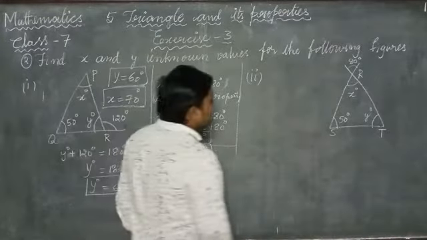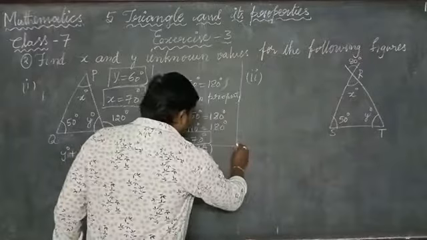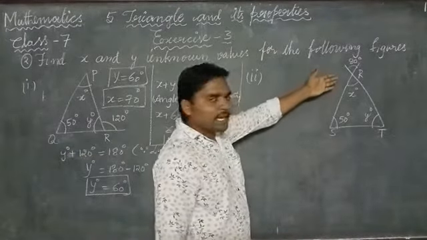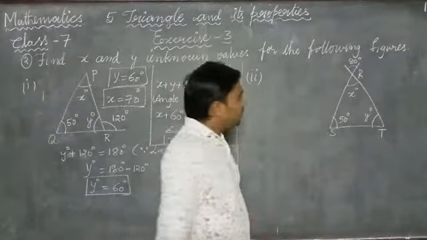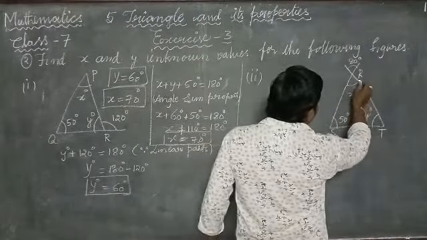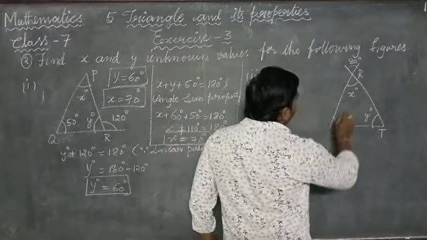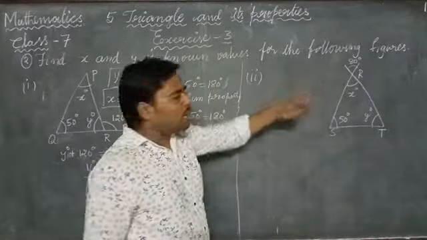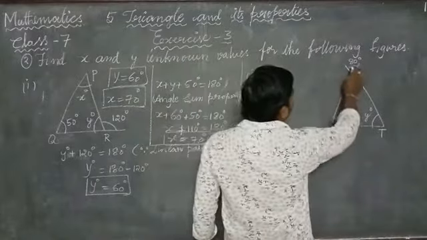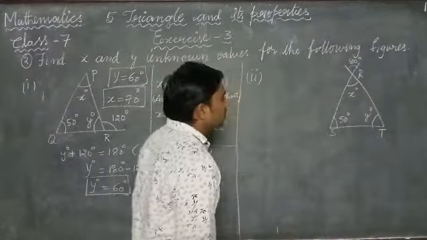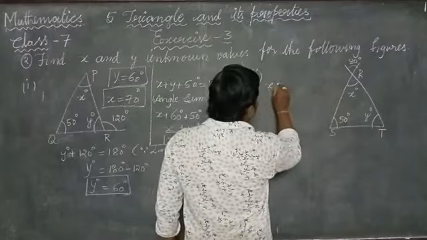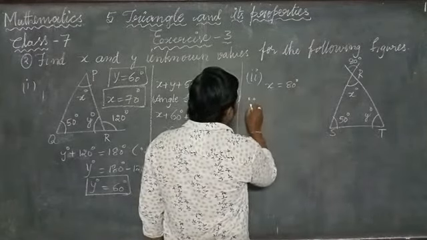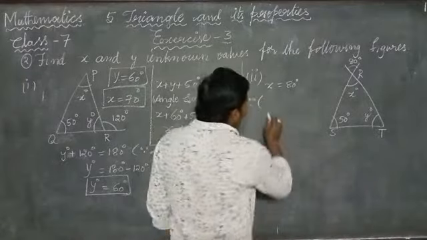Now let us see the second figure. Here they have given the triangle RST. They have given the angles x and y. Here they have given the vertically opposite angles. These vertically opposite angles are always equal. So x equals 80 degrees.